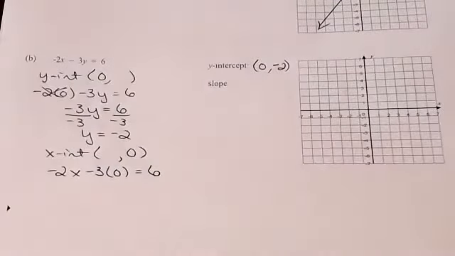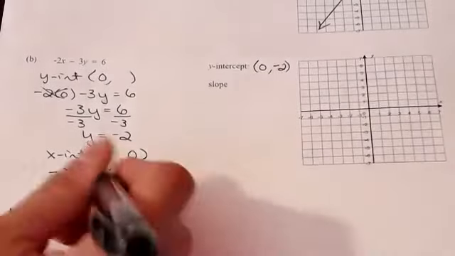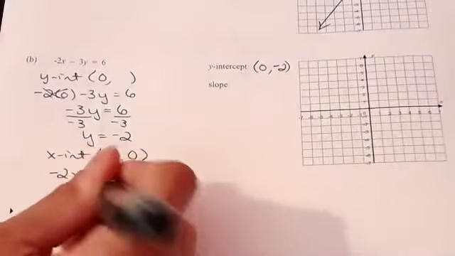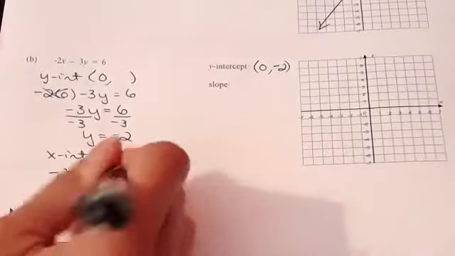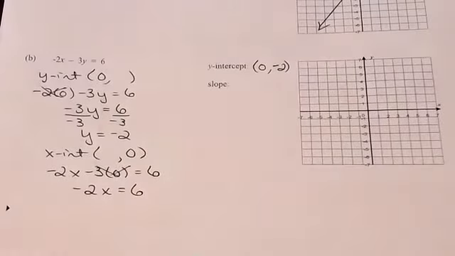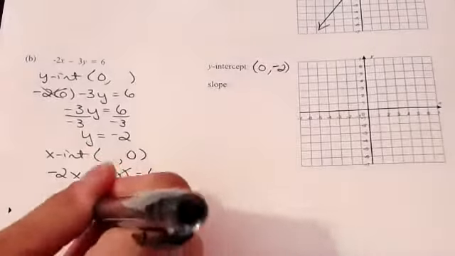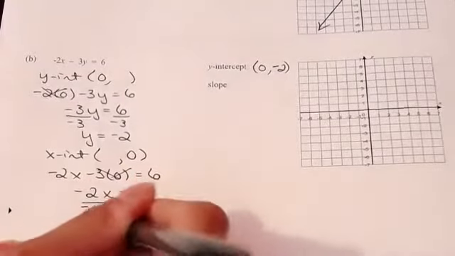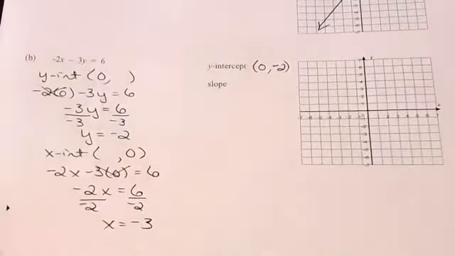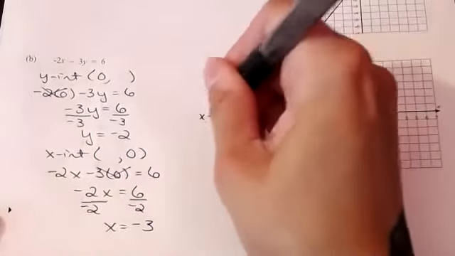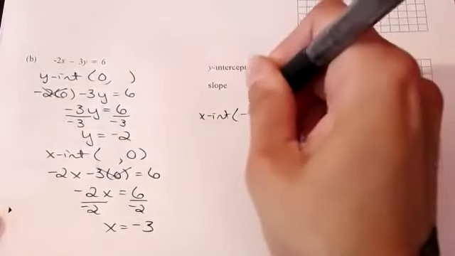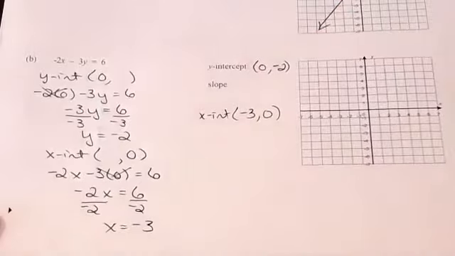Hopefully you're all remembering how we find the x and the y intercepts. This term goes away, leaves me with negative 2x is equal to 6, right? And then we divide by negative 2. And we find that x is equal to negative 3. So I can actually note here that my x-intercept is (negative 3, 0).